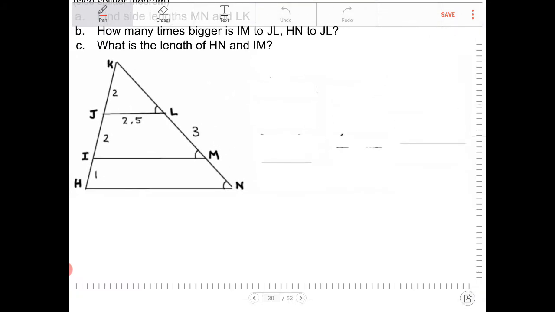Okay, so let's take a look at the next problem here. In this case, you're told that all of these lines are parallel, because I noticed that all these angles here are corresponding, and they are congruent to one another. The goal here is to find out several things. Find the side lengths of MN and LK. How many times bigger is IM to JL, HN to JL? What is the length of HN and IM? Pause the video to see if you can figure this out.